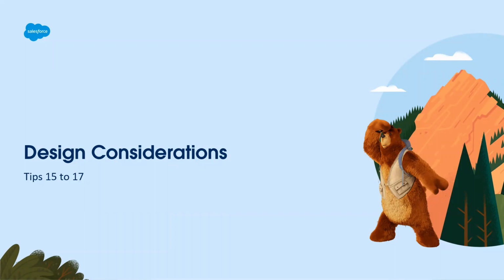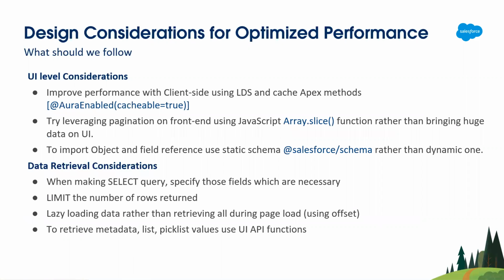Now let's talk about design considerations, tips 15 to 17. Design considerations for optimized performance. So what should we follow? UI level considerations. We can improve our performance through the client side using LDS and the client cache, and cache Apex methods using the Aura enabled cacheable equal to true. Try leveraging pagination in the front end using the JavaScript array slice function rather than bringing huge data on the UI. To import object and field references, use the static schema, let's say @salesforce/schema, rather than the dynamic one.